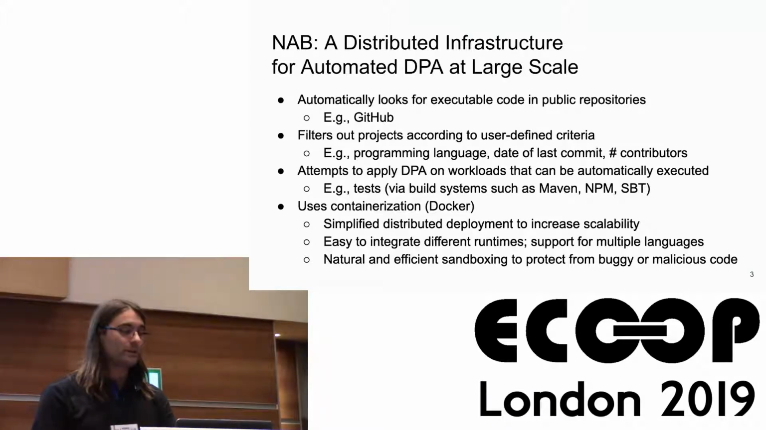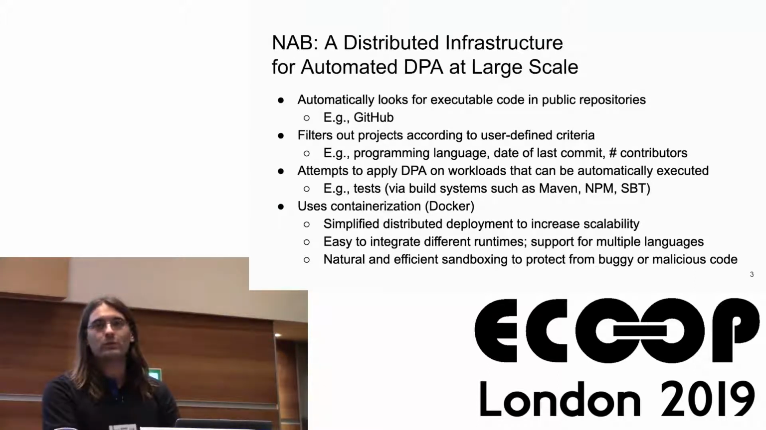And we focus in particular on test code, because test code can be executed easily in an automatic way, assuming that the project is managed via a build system like Maven, NPM, SBT, etc. And all these activities are performed automatically by NAB without the need of manual intervention or user interaction. And this is a very important requirement when analyzing thousands of projects.